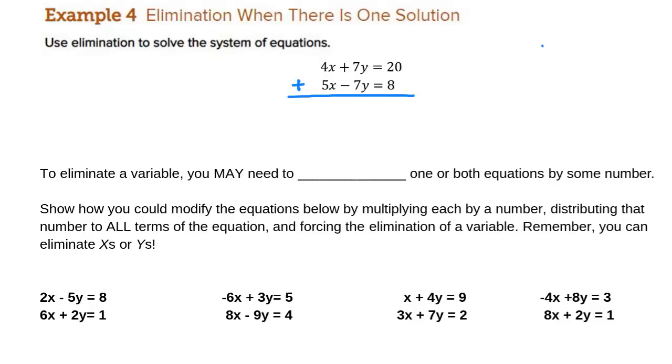We could, but take a look at my y's. My y's, I already have the two opposites. And this is what I would like for you to do. I want you to put a rectangle around the two opposites that you have. So you're saying, yeah, we're getting rid of the y's.